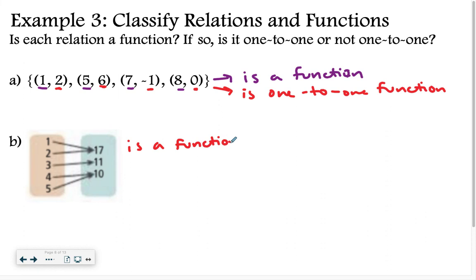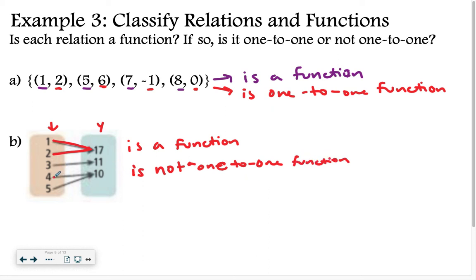And then, in order to know if it's one-to-one, I need each of these x values to have a different y value. So 1 goes to 17 and 2 goes to 17. Since those both give me a 17, I would say this is not one-to-one. This is not a one-to-one function.